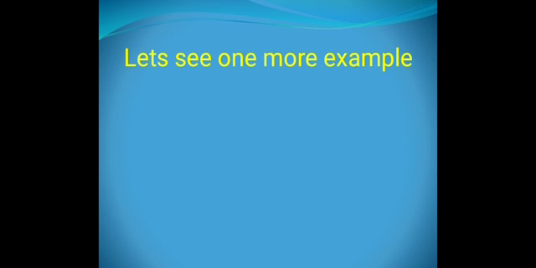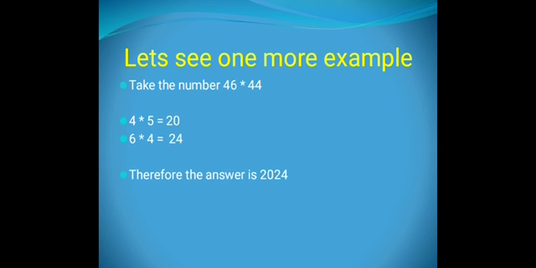Let's see one more example. Take the numbers 46 and 44. As you can see, 4 and 4 are equal, and 6 plus 4 is equal to 10. As I said, take the successive number, 4 plus 1 is equal to 5, so 4 into 5 is equal to 20. Then 6 into 4, multiply the unit digits, and therefore the answer will be 2024.